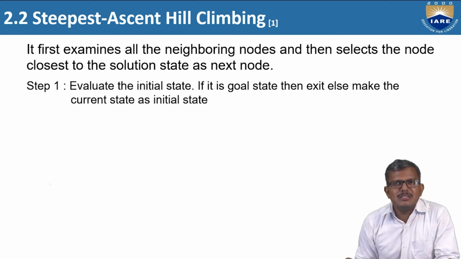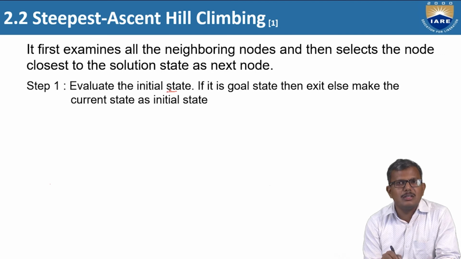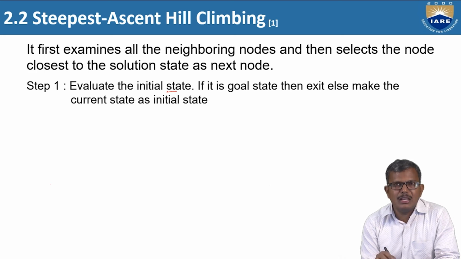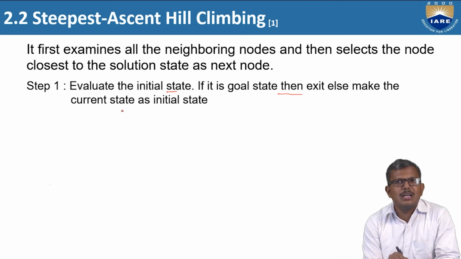So in the steepest ascent hill climbing approach, our first step is to evaluate the initial state. This is a common step we do in every such process. We evaluate the initial state and do the comparison. If it is a goal state, then simply exit. Otherwise, you need to make that one the current state. If it is the first state in your search process, then you can say that it is the initial state.